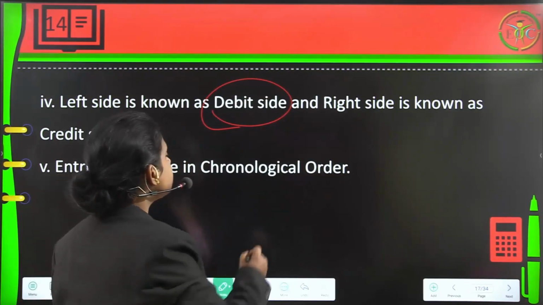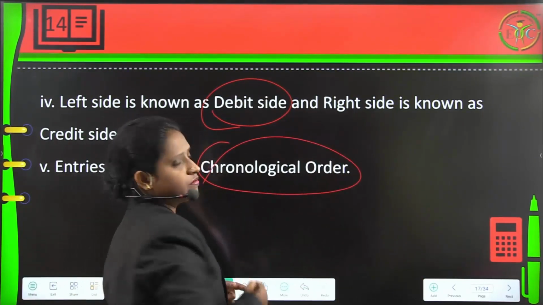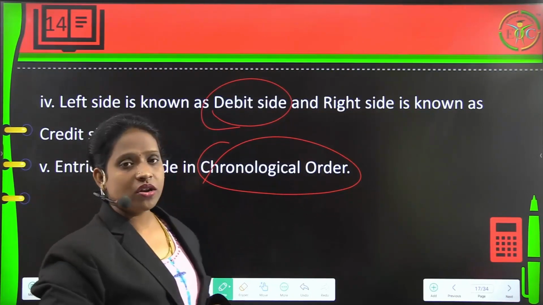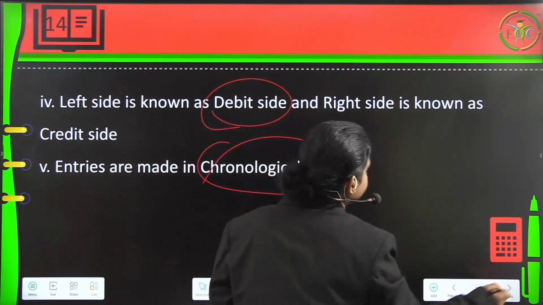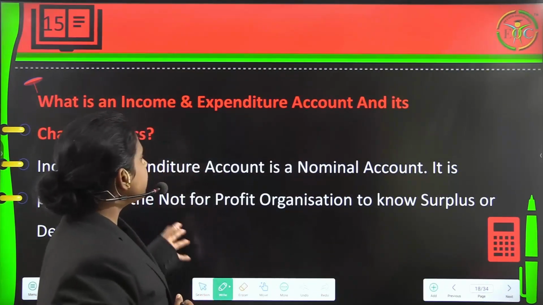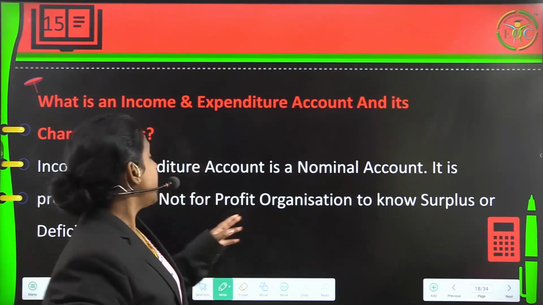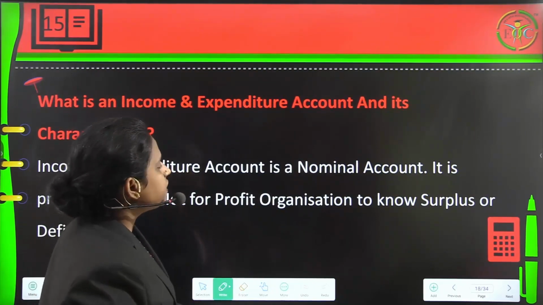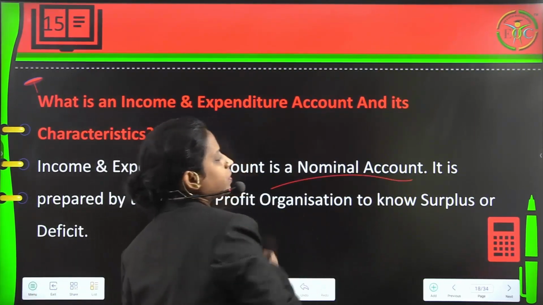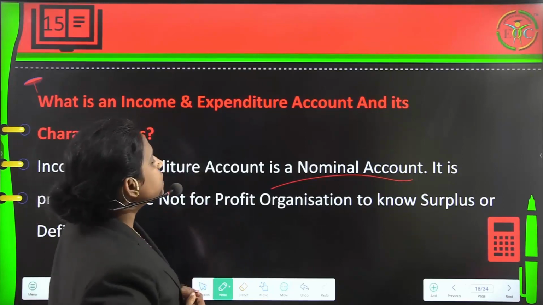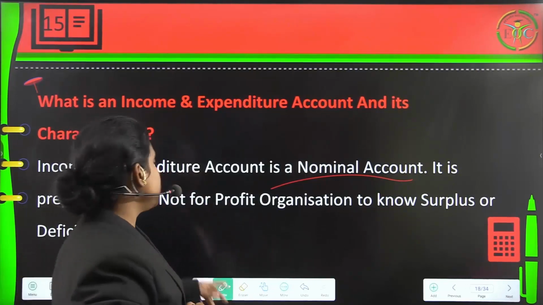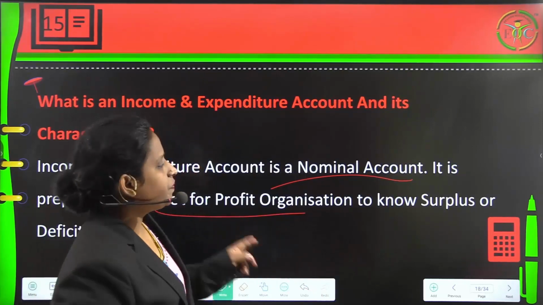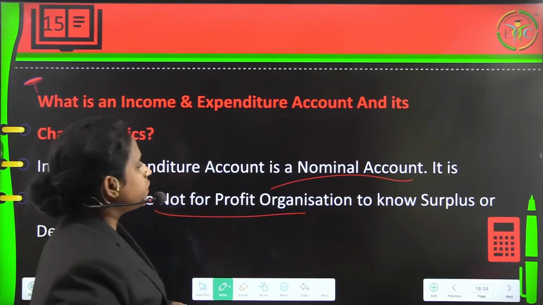Then entries are made in chronological order. Okay, that is based on the date. It has to be arranged in chronological order. Fine. Then what is an income and expenditure account and its characteristics? Right, under this, income and expenditure account is a nominal account. So we call income and expenditure account what? Nominal account. It is prepared by the not-for-profit organization to know surplus or deficit.